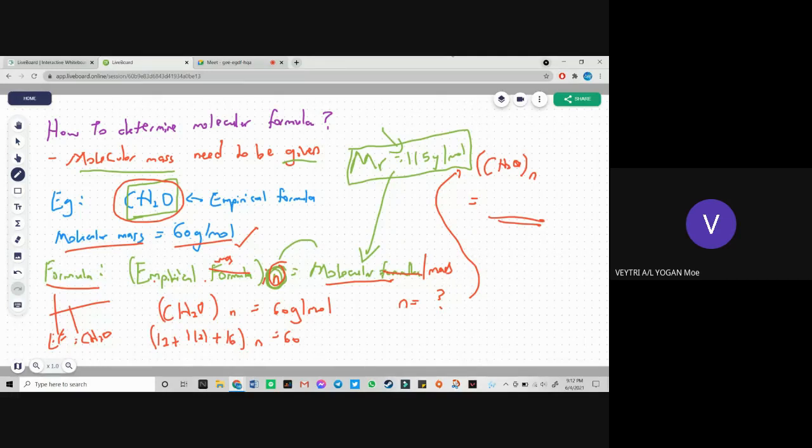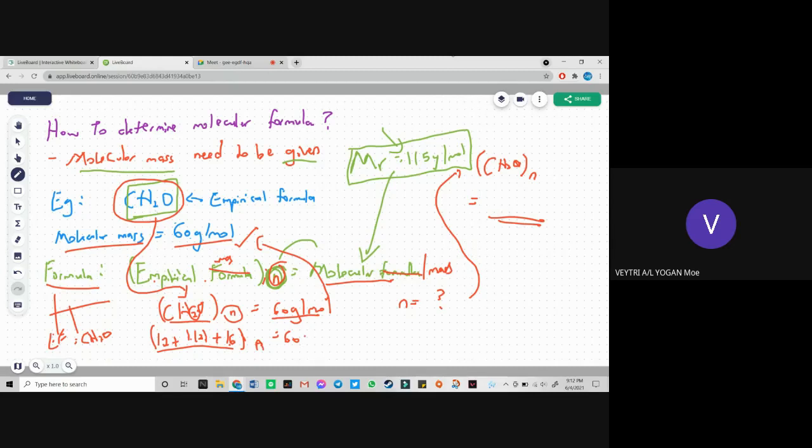Okay. Ambil CH2O ni, masukkan dalam sini. Kenapa? Itu adalah empirical formula. Darab dengan N. N nak cari, 60 gram per mole is given over here. Okay. Then, macam mana nak dapat? C is 12 kan? Semua ni must change into your molar mass. So, sini C 12. H 1, tapi dia ada 2 H. So, darab 2. Tambah O. O is 16 gram per mole. Tambah semua bracket. Make sure maintain bracket. Ada N dekat bawah ni.